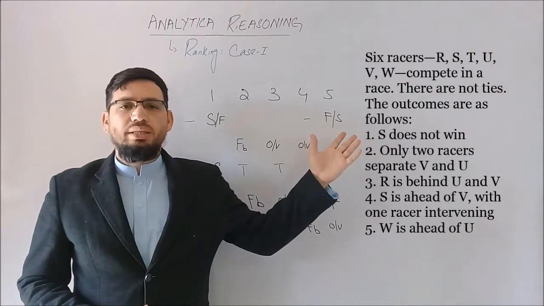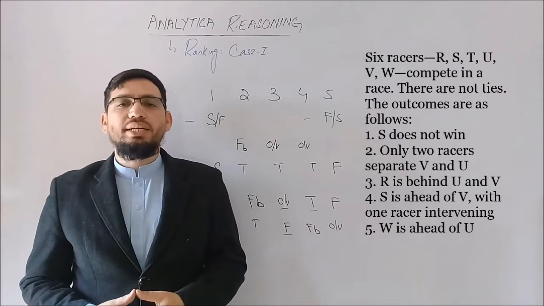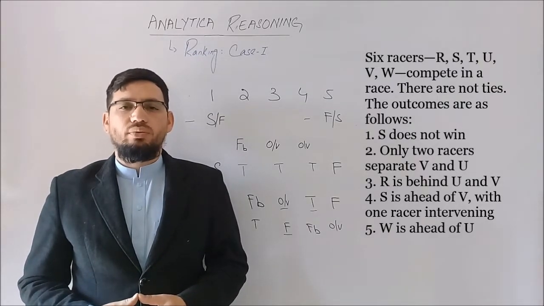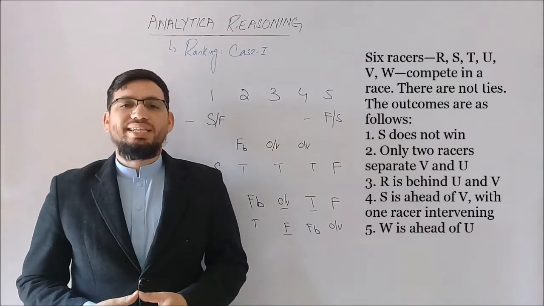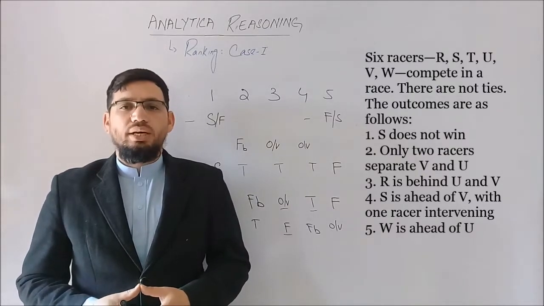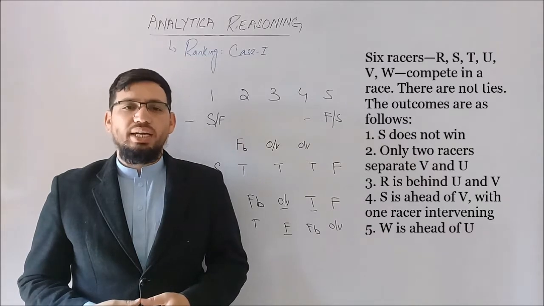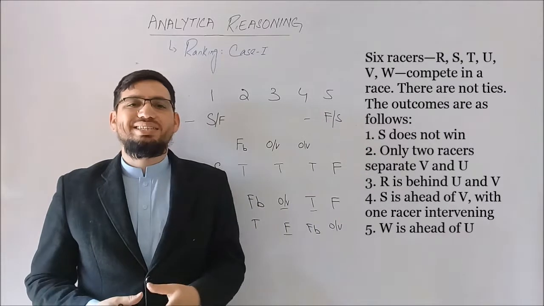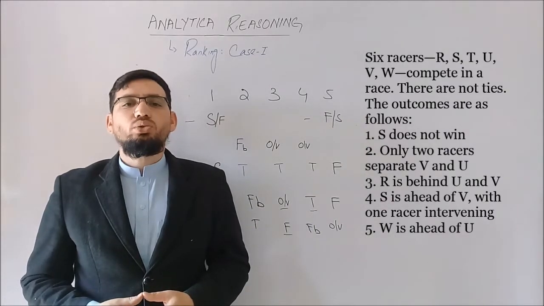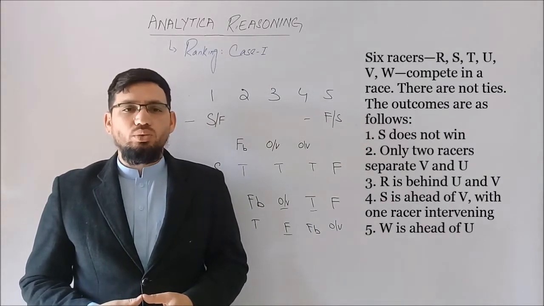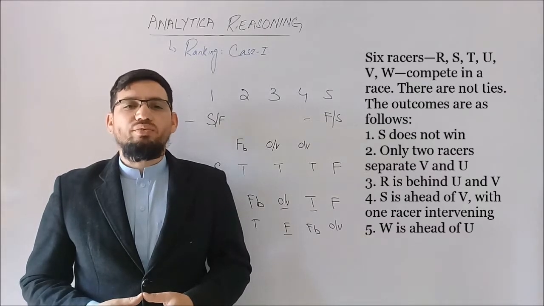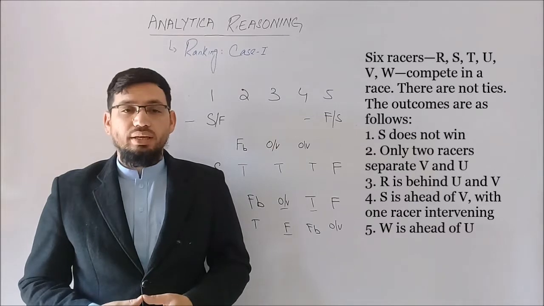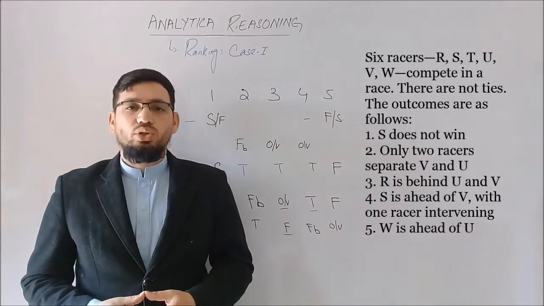Here is your assignment: six racers have completed their race and they are R, S, T, U, V, W, and you have to find out the exact order in which they finished their race, and there is no tie. The information about this arrangement is that S does not win, only two racers separate V and U. R is behind U and V. S is ahead of V with one racer intervening. And W is ahead of U.